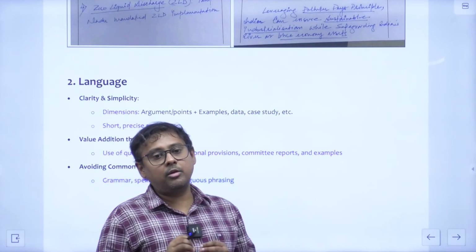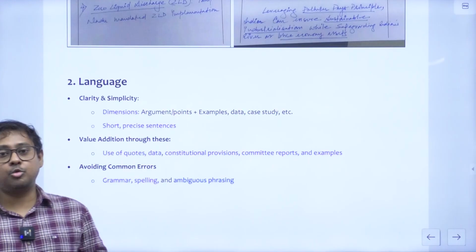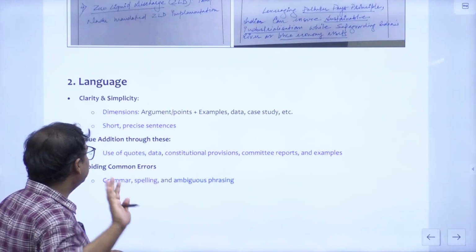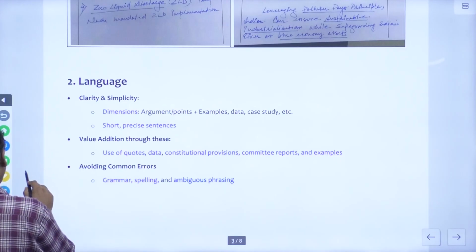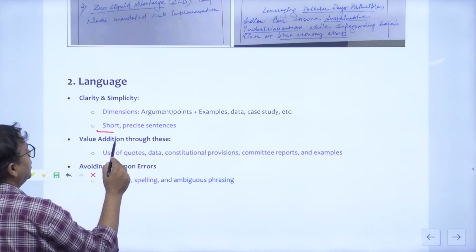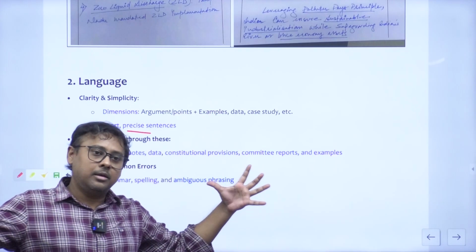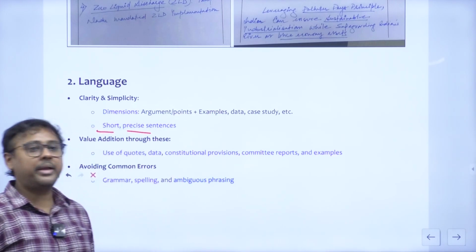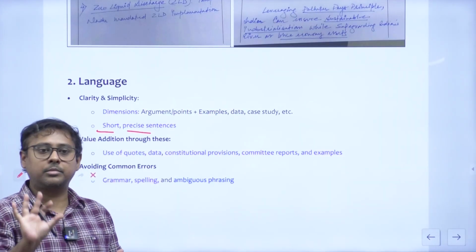The language that you have to use to write content is very simple. It has to be short and precise. Short means that it should not be a lengthy sentence. You're not writing an epic. Precise means that whatever they have asked, you have to write that.